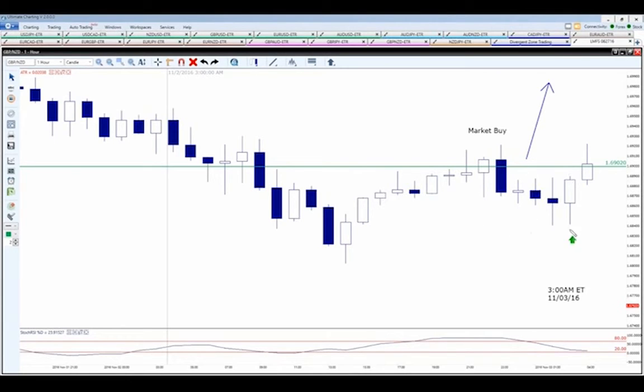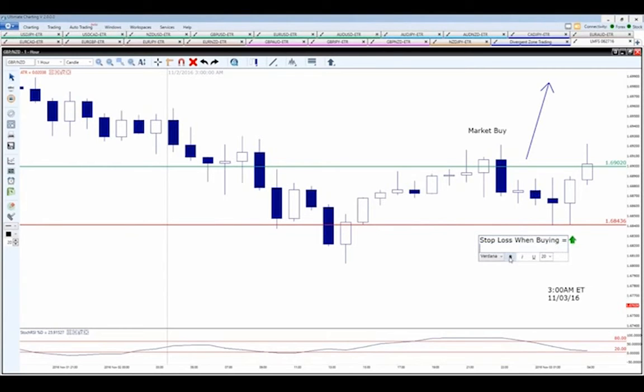We've canceled that market sell. Now we're going to come in here. In fact, that's our 3 o'clock a.m. candle. We're going to set a stop right at the low of that 3 a.m. candle. So let me type that out. Stop loss when buying is a little bit different. It's going to be at the low.